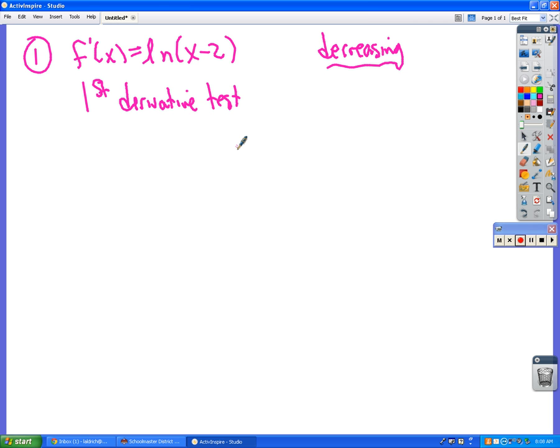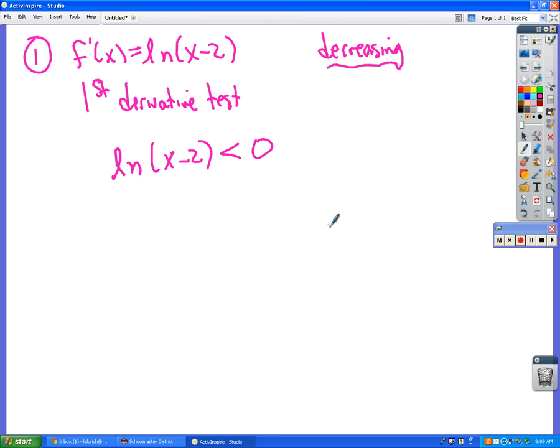Increasing, decreasing was first derivative test. Concave up, concave down was the second derivative test. So when you see decreasing, you should pretty quickly get to the point where you think first derivative test. What has to be true about the first derivative for the graph to be decreasing? Has to be negative. So since they give us conveniently the derivative, all that means is that the natural log of x minus 2 has to be negative.